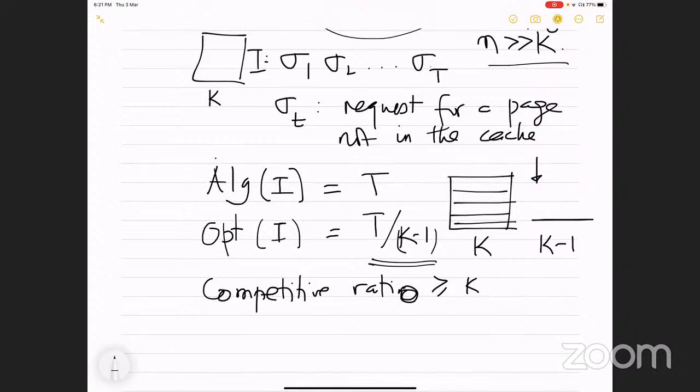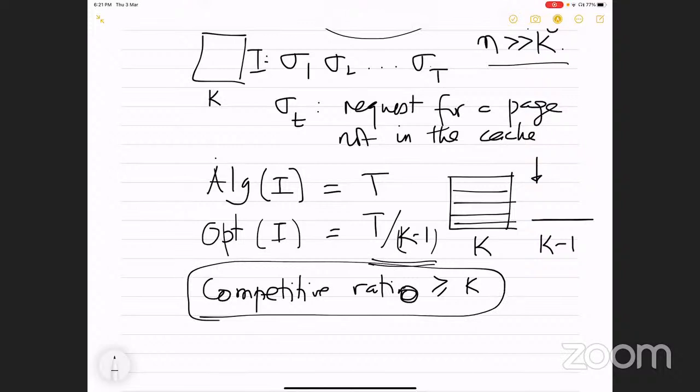In fact, this is true for any online algorithm here, because I didn't use any property of the algorithm. So what we have shown is that if you think of any online algorithm for caching, its competitive ratio will be at least k. So the ratio of how many evictions it can incur with respect to the optimal will always be at least k. And this is a very simple example. Any questions so far?